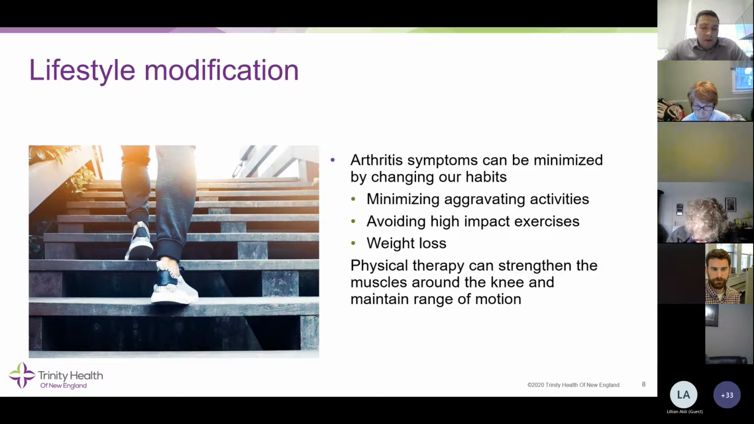Physical therapy is another lifestyle modification that helps to decrease the symptoms by strengthening the muscles around the knee. If our knees are stronger and the muscles around our knees are stronger, then it can, again, take some of the stress off the knees.